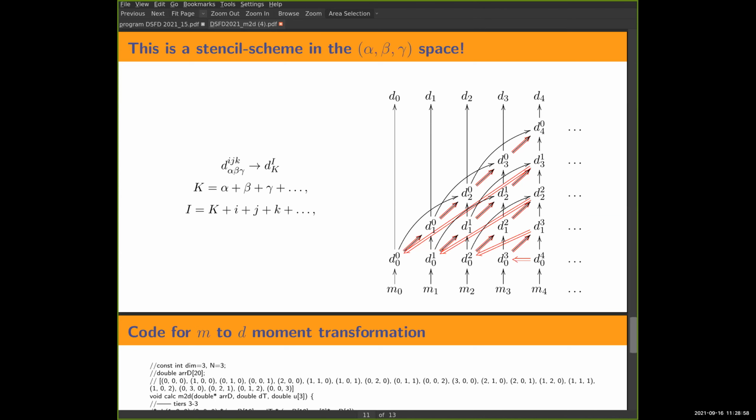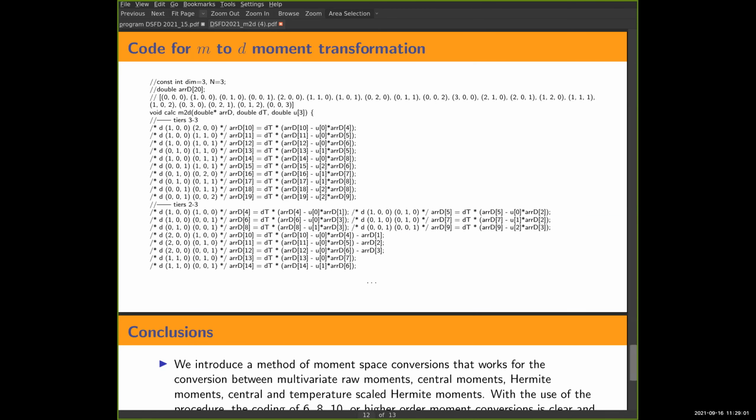Looking at this stencil scheme, we have implemented it as a code generation for C++. The code generation is written in Python with comments, readable for the programmer. And here is the example for 3 dimensions for transformation up to order 3. The set of moments is shown here, and the example of generated code is written here. It implements a function which can take as arguments an array of moments, temperature and velocity, and shifts these moments to another set of moments.